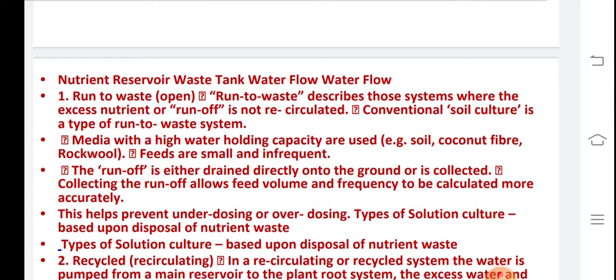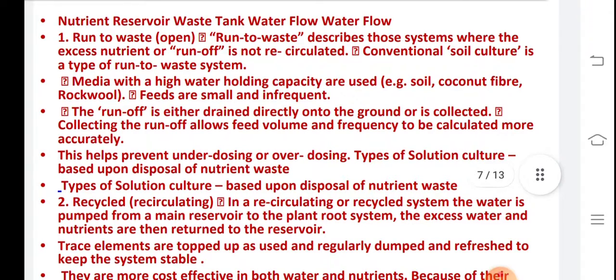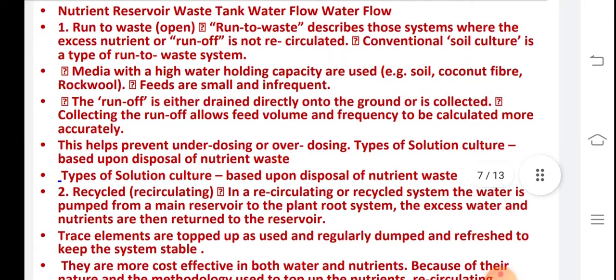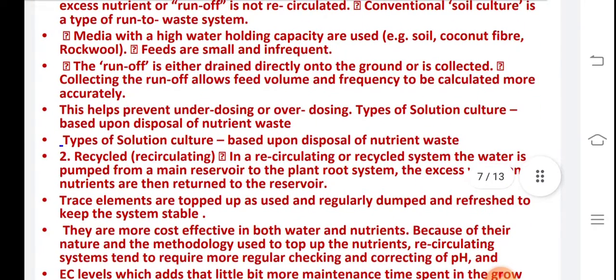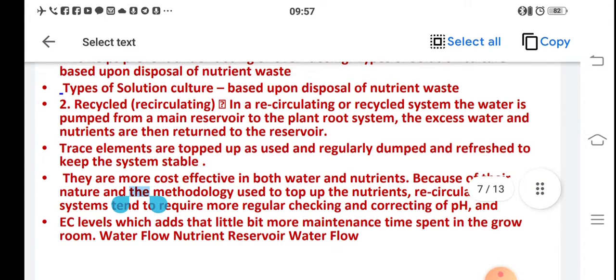Then for media, generally those with high water holding capacity are used: soil, coconut fiber, rock wool we may use. Feeds are small and infrequent, feeding the water or the nutrient. Then this runoff is recollected and calculated more accurately. Then types of solution cultures are based on the disposal of the nutrient waste, how much waste is going. Generally, based on disposal, the nutrient waste is to be recycled.